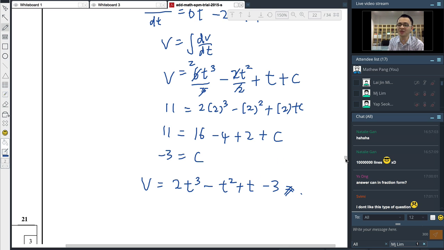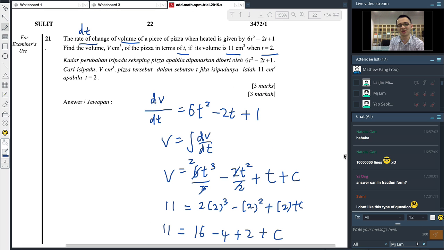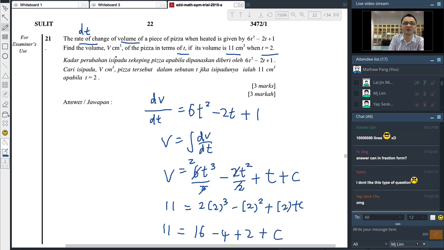When I first read this question, I thought it was a rate of change question, but in the end it's an integration question. So you must read the question carefully and try to understand what the question wants. Most of the time when we see rate of change, we think it's a rate of change question, but it is not, it's an integration question, because he asks you to find v in terms of t. Okay, so let's move on to 22.